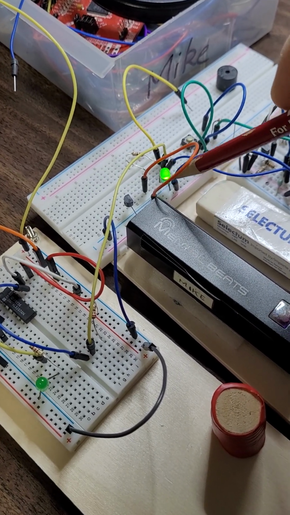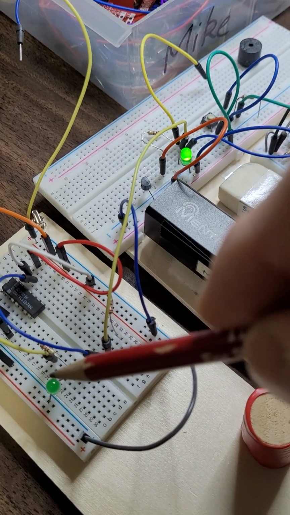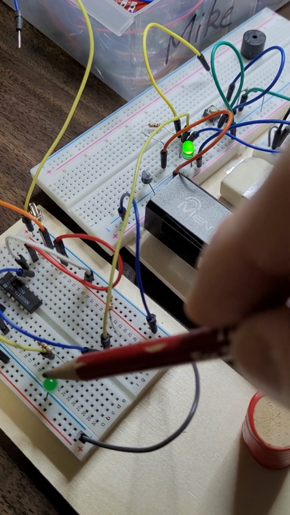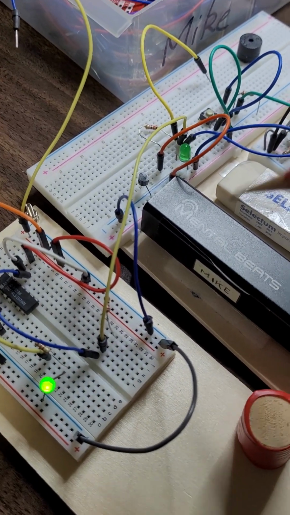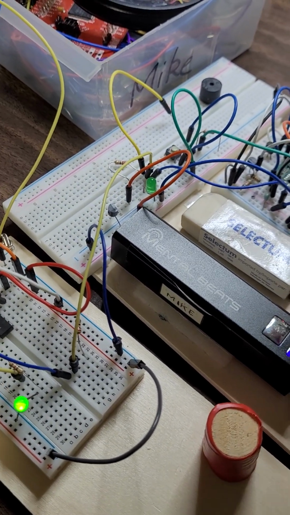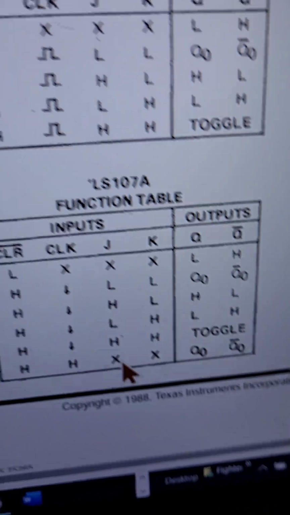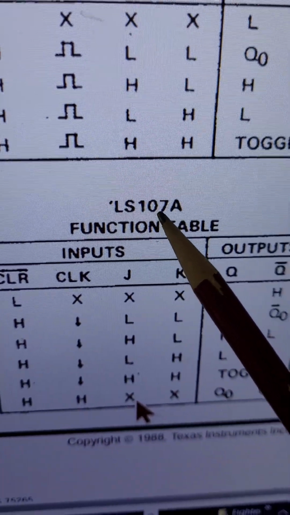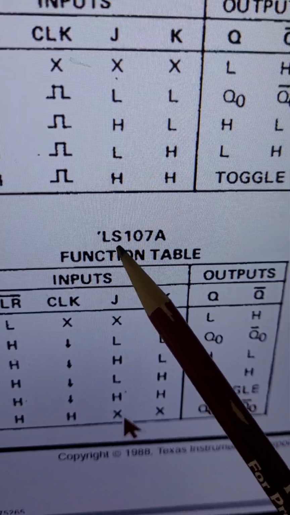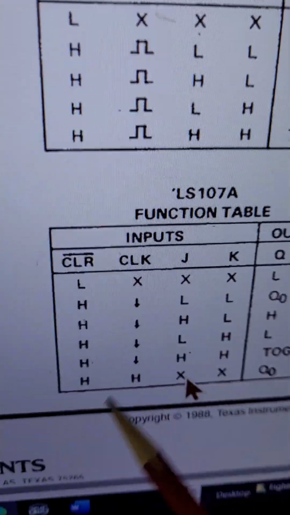Every time this one goes from high to low, this one flips states, or toggles from high to low, or toggles from low to high. This one is actually following the truth table of the 74LS107, low power Schottky, which is the JK flip-flop.